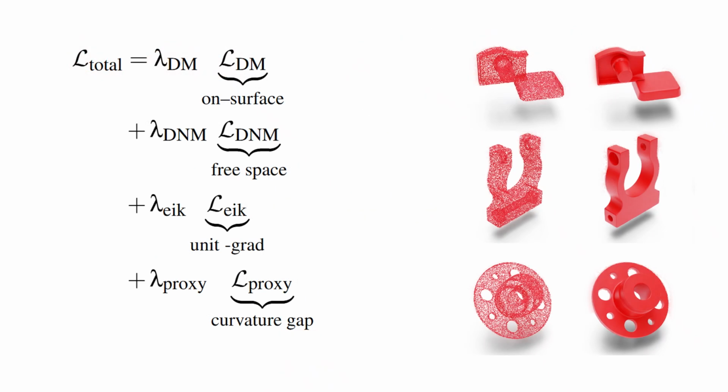Our network is trained with 4 terms. First, a Dirichlet term pulls every point cloud sample to 0, fixing the surface. Second, the non-manifold term penalizes unsigned distances in empty space, damping far-field oscillations. Third, the eikonal term keeps the gradient length at 1 so the field remains a distance function. And finally, our curvature gap proxy drives the mixed shape operator entry to 0, removing local warp.